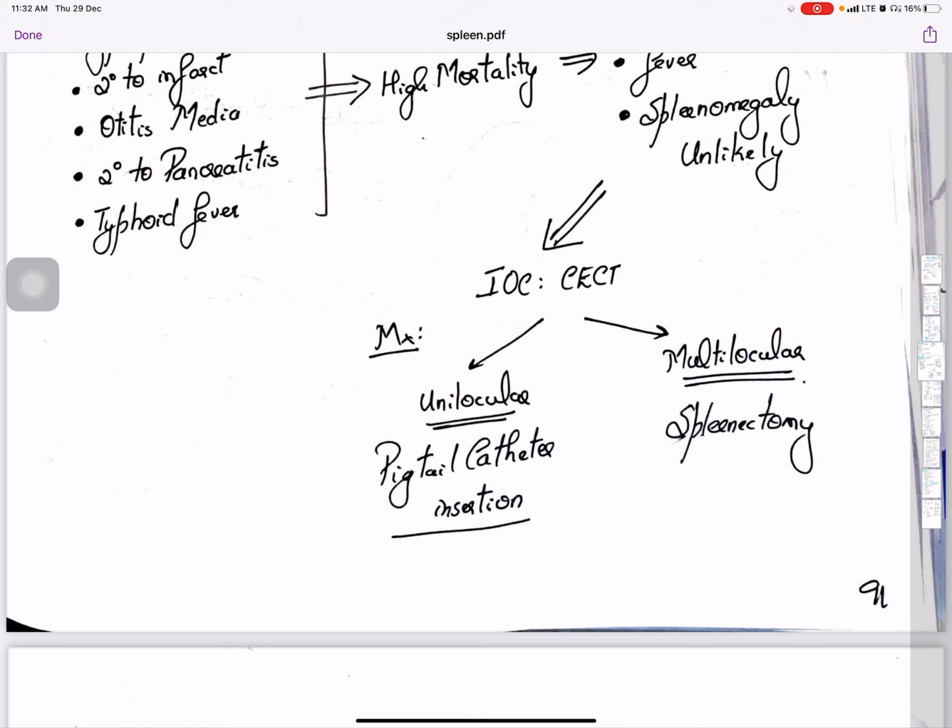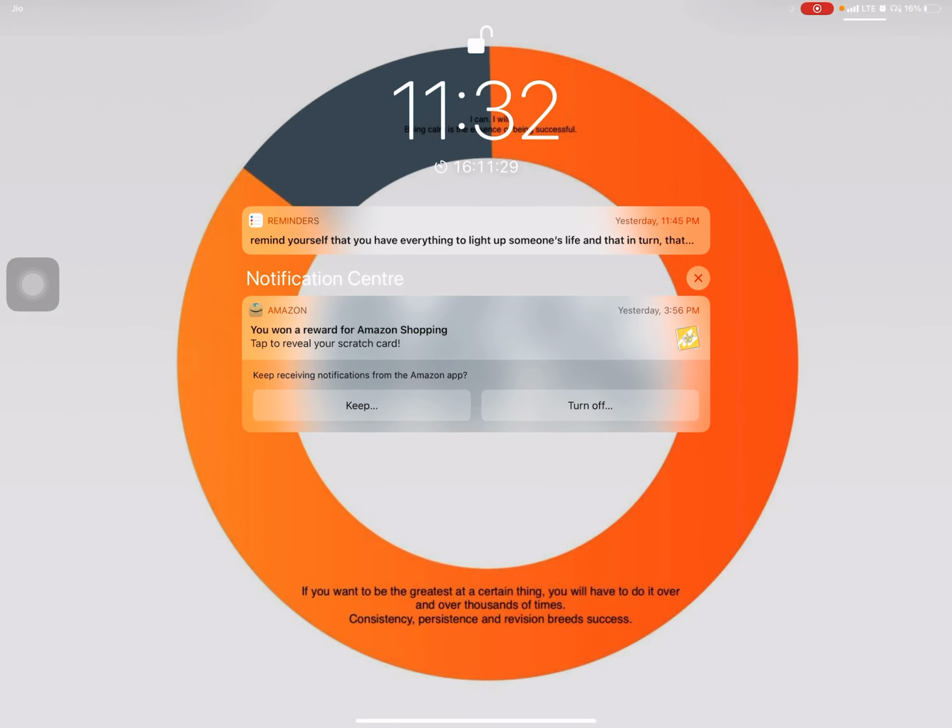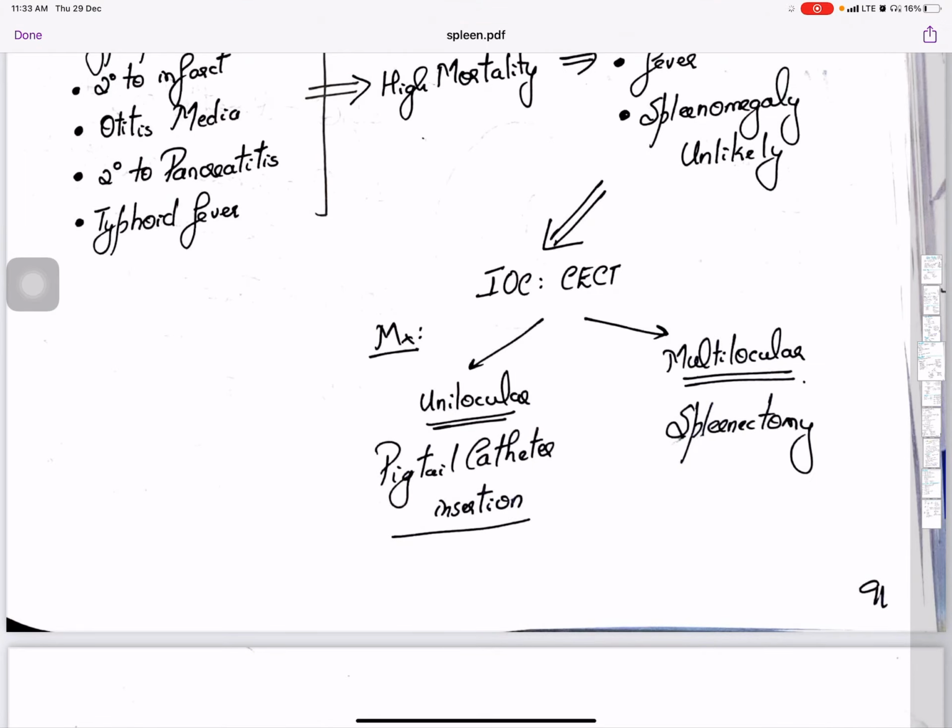Pancytopenia in the presence of normal or hypercellular bone marrow. Okay, so in tropical splenomegaly, tropical splenomegaly is because of infection with kala-azar and schistosomiasis. Basically, infections in tropical countries.